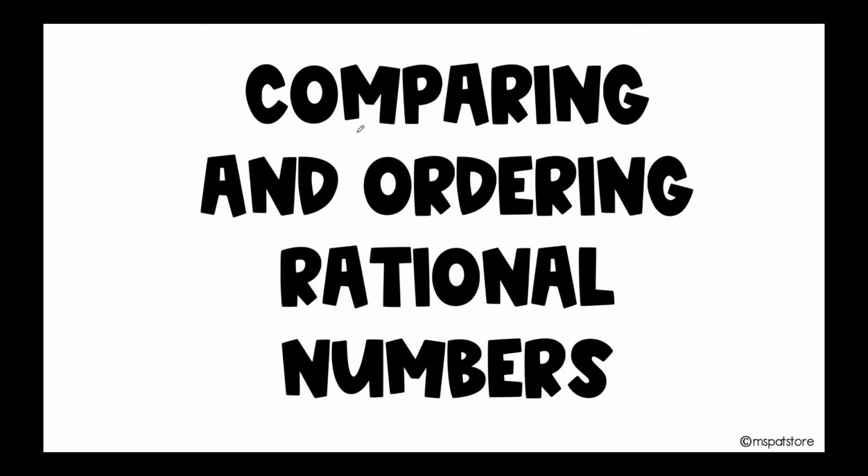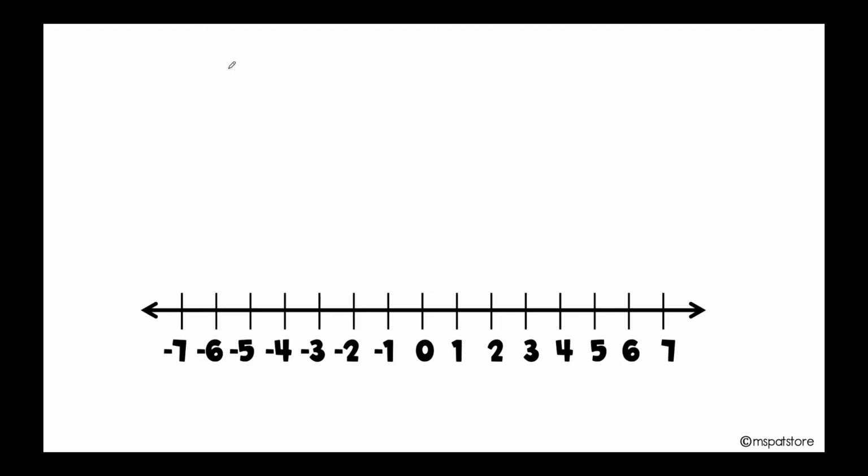Today, we're going to be comparing and ordering rational numbers. Before we start, I would like to review a few concepts with you. When you're comparing numbers, we use some of these signs: less than, equals to, and greater than.